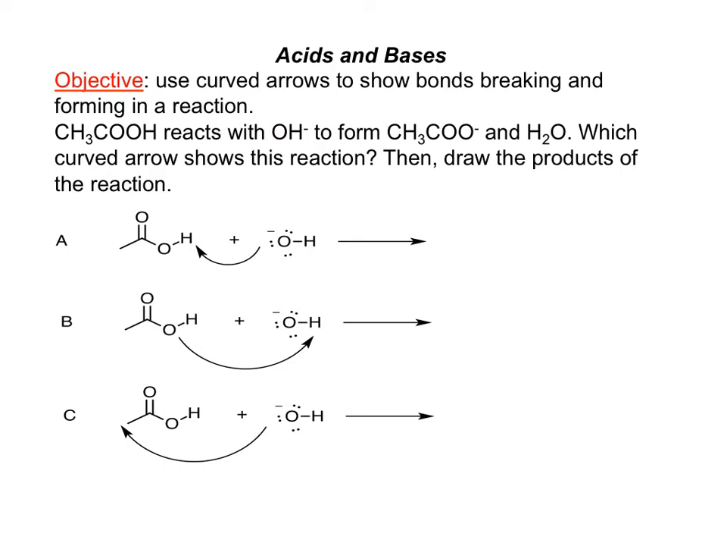The lone pair on the OH- reacts with the acidic H in acetic acid to form an HO bond to form water. Then the OH bond in acetic acid breaks to form the acetate ion. Note the other two possibilities do not give the correct products.